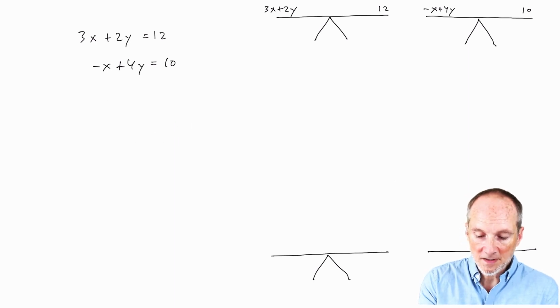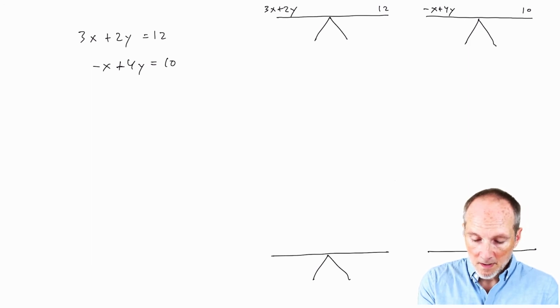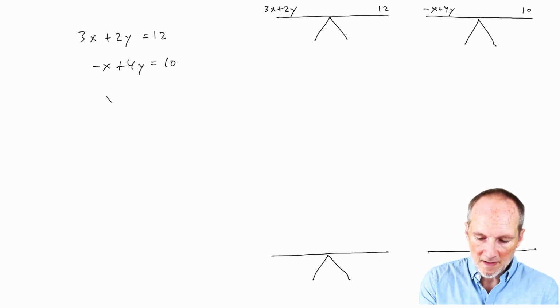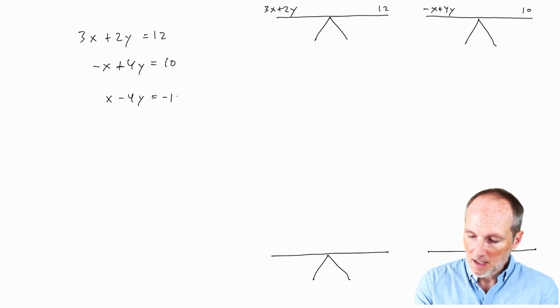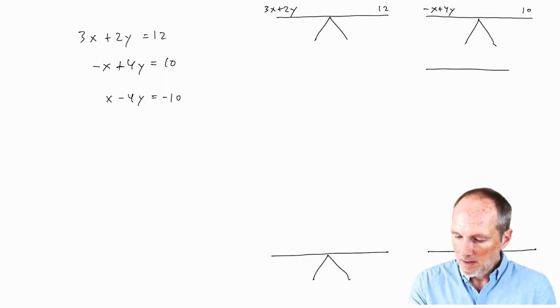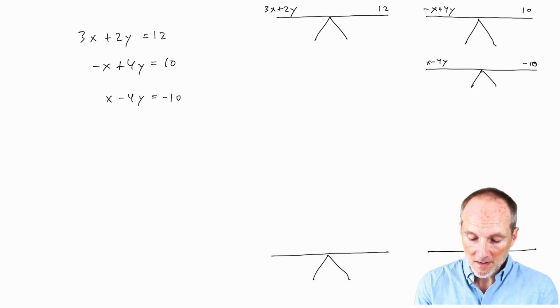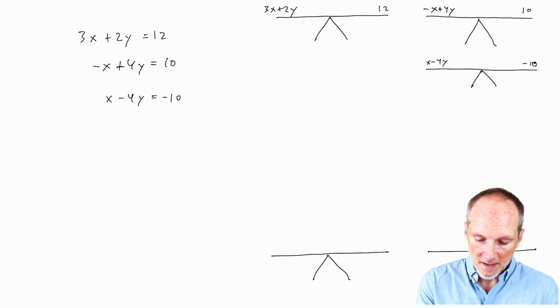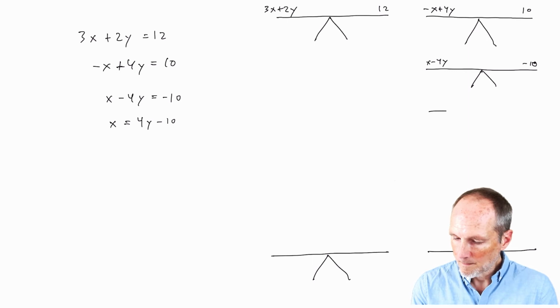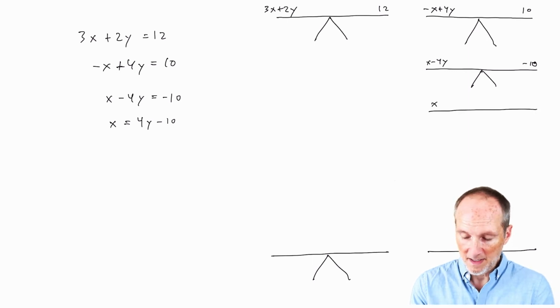Let's take the second equation, or the second scale, and let's multiply both sides by -1. So that becomes x minus 4y equals minus 10. That's what we've done to the scale. Now we're going to add 4y to each side. We get x by itself on one side, equal to 4y minus 10.